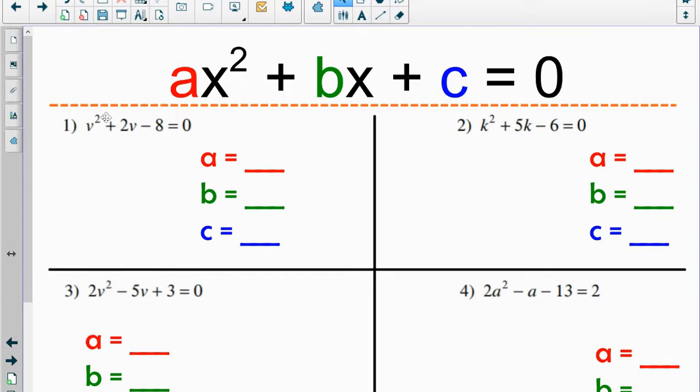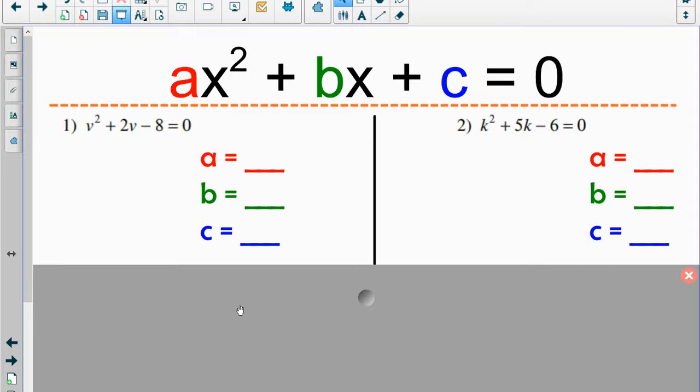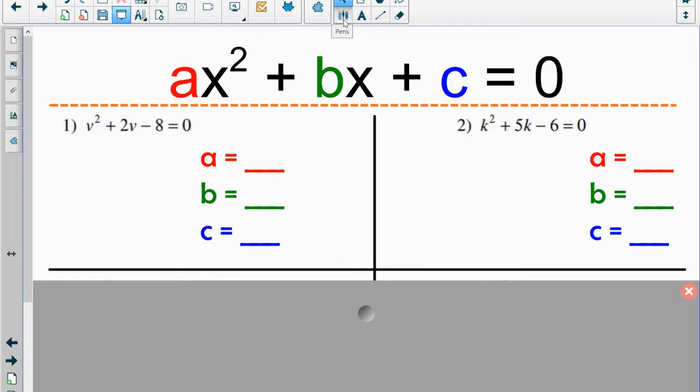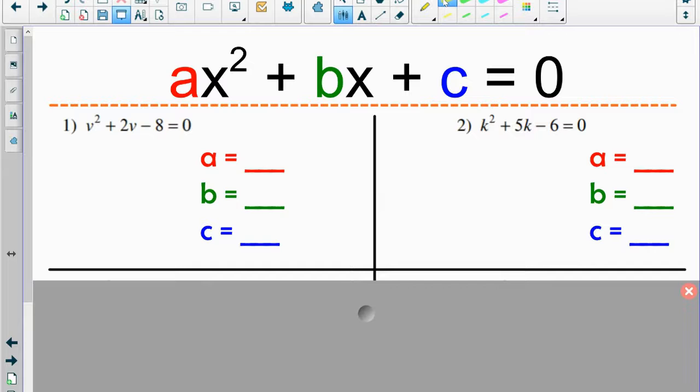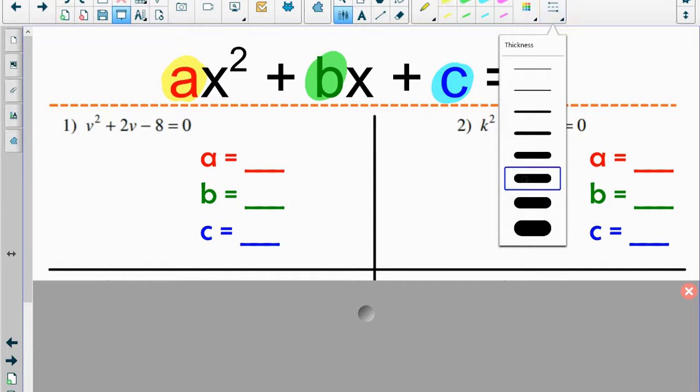So let's just do some practice with identifying a, b, and c, just getting those values before we get into this complicated formula. A reminder that a is the coefficient of the x squared term, whatever number is in front of x squared. b is the number in front of the x term. c is the number that doesn't have a variable, that constant term.